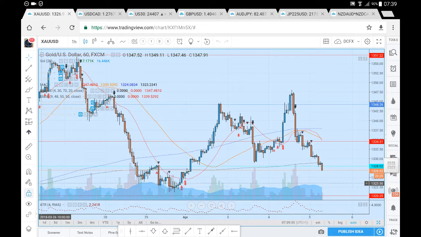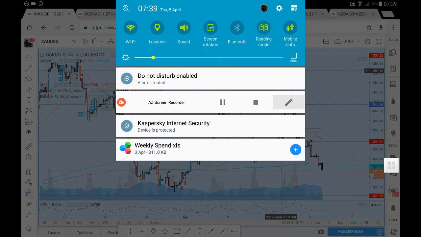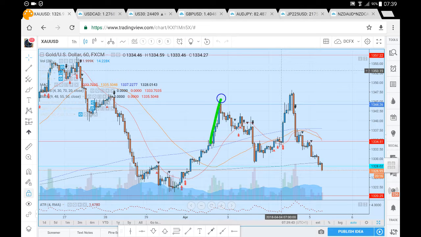So this is the XAUUSD analysis for Thursday the 5th of April. Now let's just have a look at pricing, where prices may likely go. What we are seeing here, we did a brief sell-off from this 1333.44. We did come pretty close towards the 1328 level.